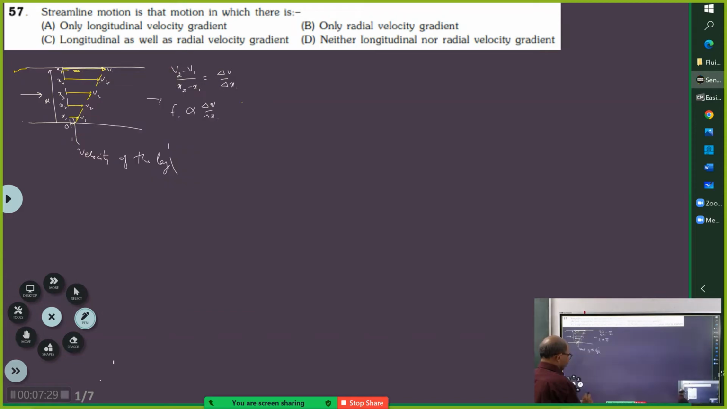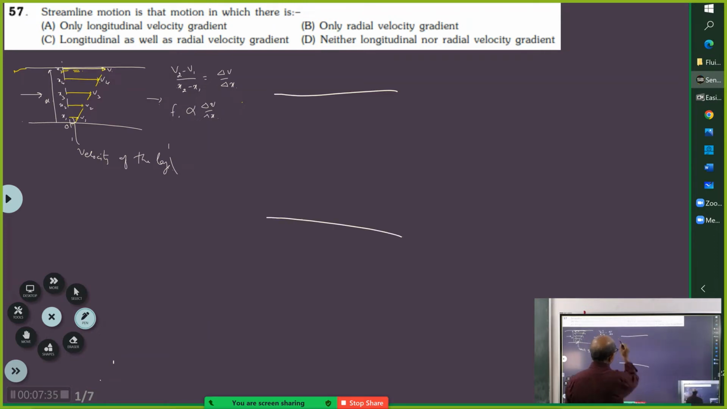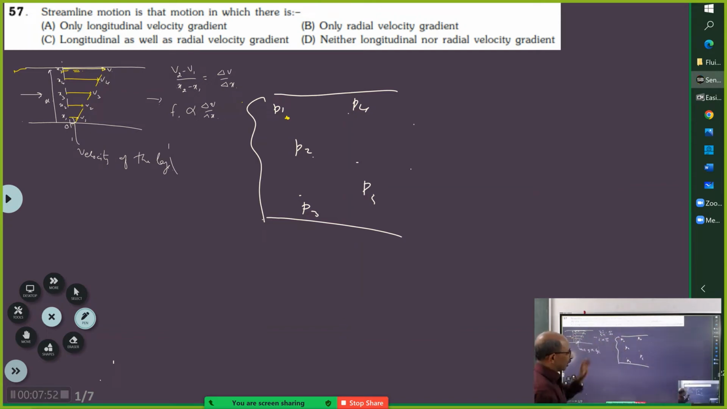All of you think. Now what does streamline flow mean? Say there is water flowing here. Now you will mark some points, P1, P2, P3, P4, P5, like this. Now, come on, relate the streamline flow to these points.